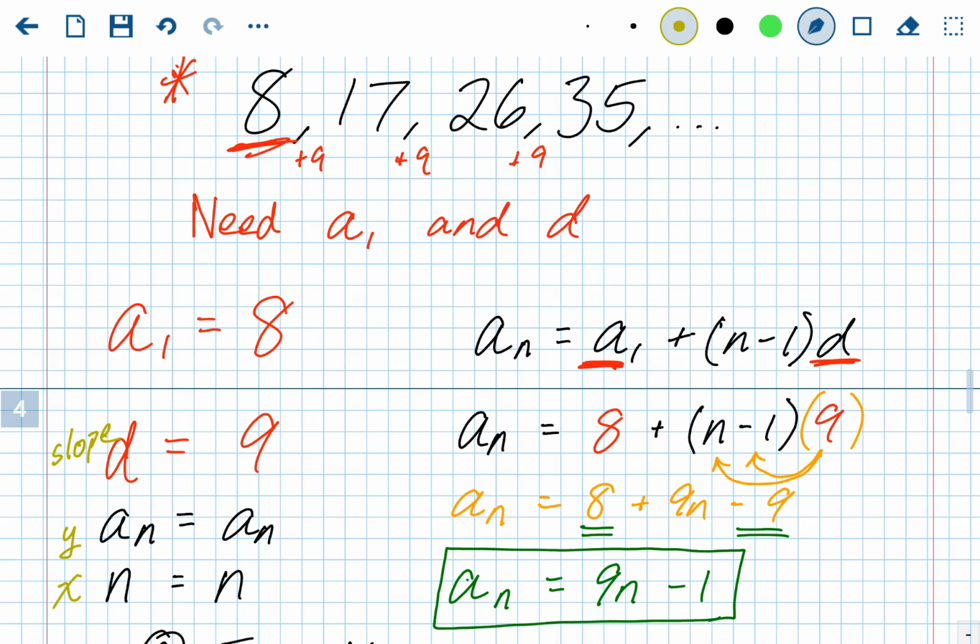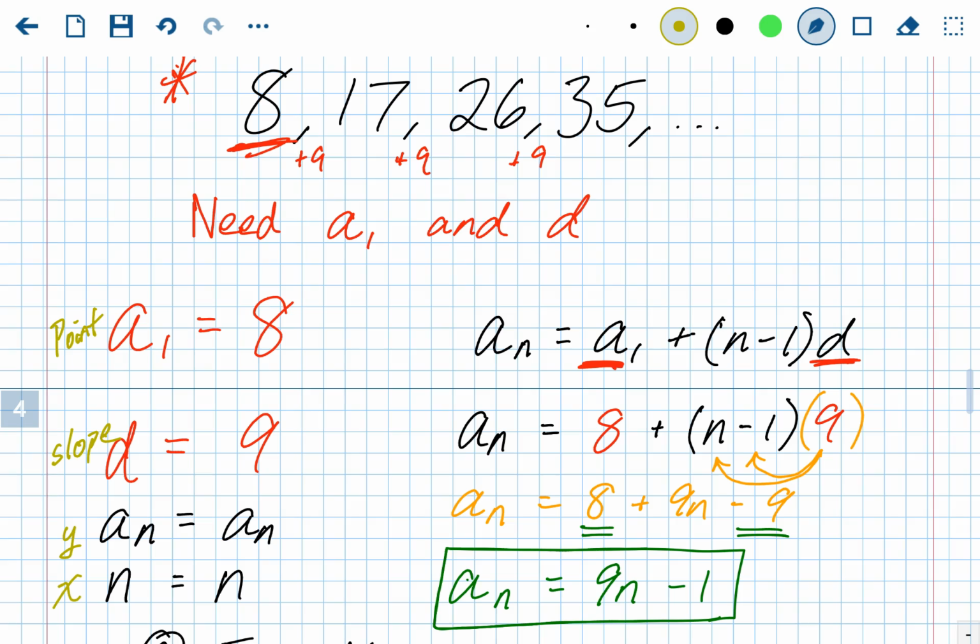Now, a1 isn't actually the y-intercept, and we can see that in our equation here. The y-intercept, if that was slope-intercept form, would be negative 1. So it's not really the y-intercept. It's really more of a point, and we're going into point-slope form. Okay, so now what can we do with that equation?